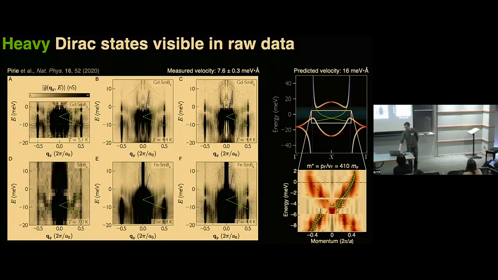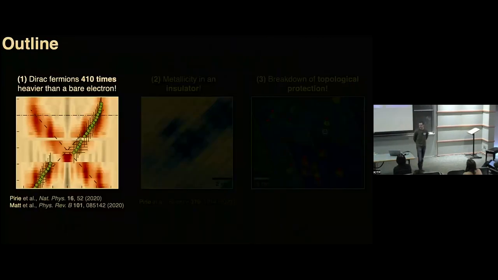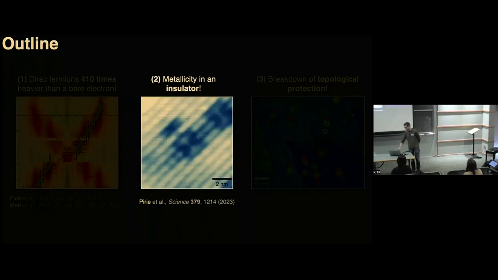Okay, so I just want to summarize by saying that by focusing on a non-polar surface in SmB6, we were able to image the predicted heavy Dirac fermions. Okay, now let me jump into the metallicity.